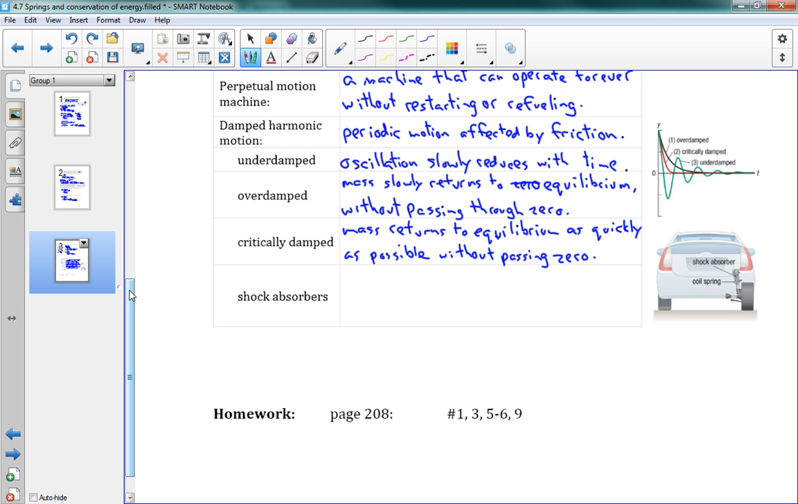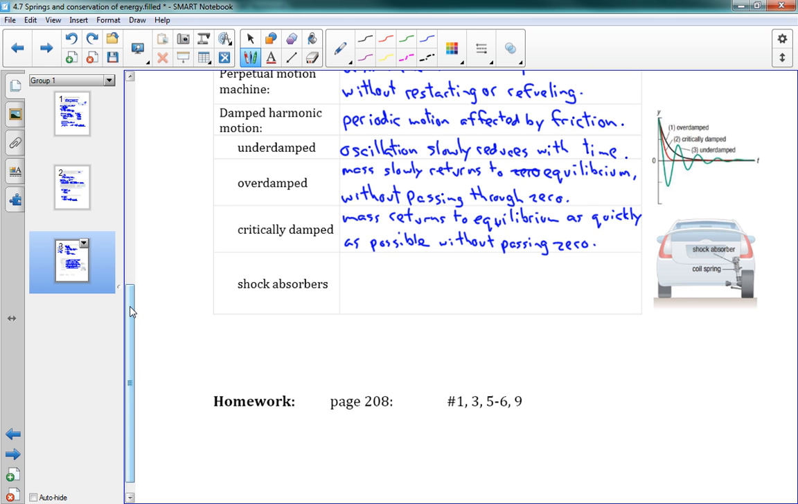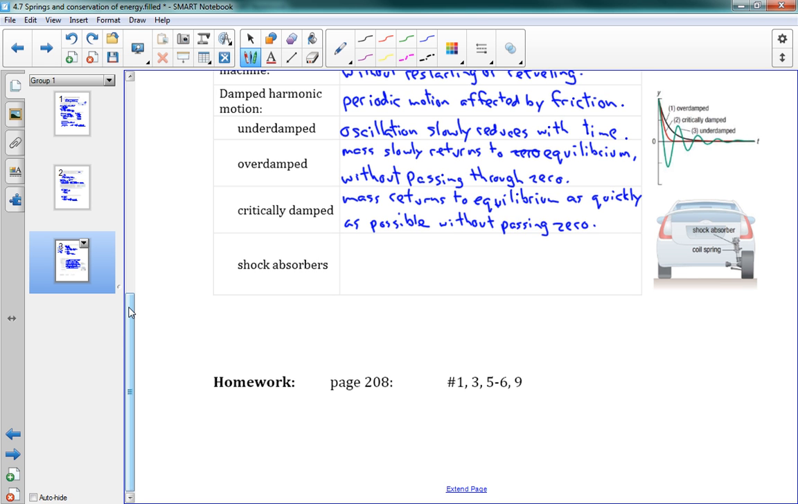And just to give you an idea of where that could be useful, one example is shock absorbers. Those are critically damped. So shock absorbers on a car are critically damped. And that's because we want them to reduce any shocks on the road to zero and bring you back to equilibrium as quickly and as smoothly as you can.